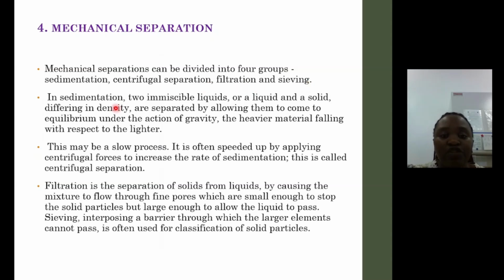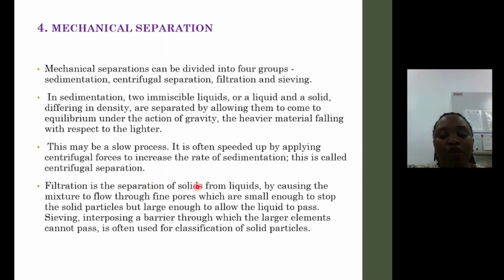In sedimentation, two immiscible liquids, or even a liquid and a solid that have different densities, are separated by allowing them to come to equilibrium under the action of gravity, so that the heavier material falls with respect to the lighter one. And this may be a slow process. It is often speeded up by applying centrifugal force using a centrifuge to increase the rate of sedimentation.